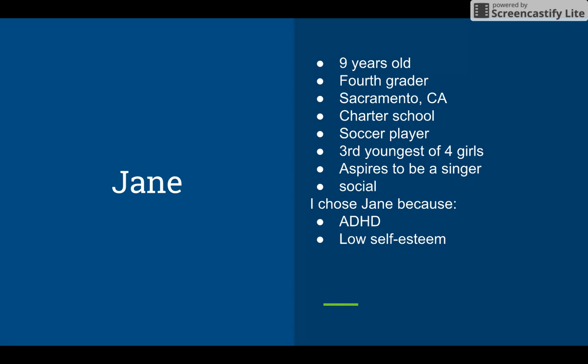The reason I chose Jane was because she's at risk for being diagnosed with ADHD, and I noticed that she also has low self-esteem due to her poor academic achievement in recent months.